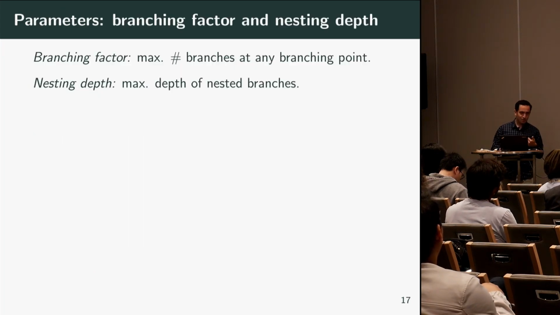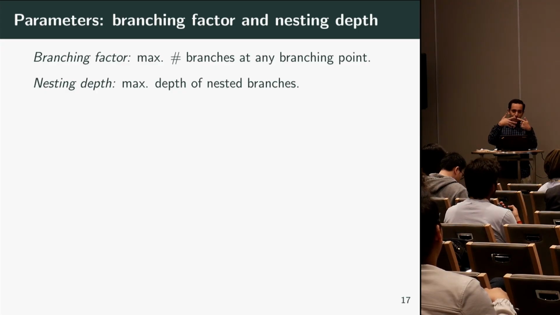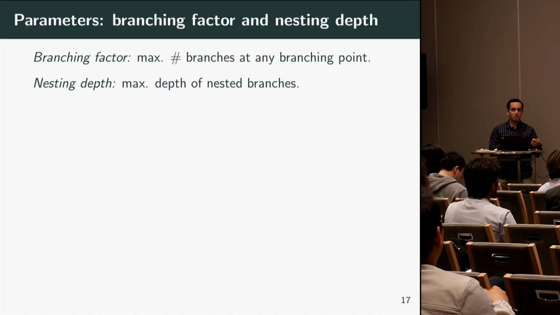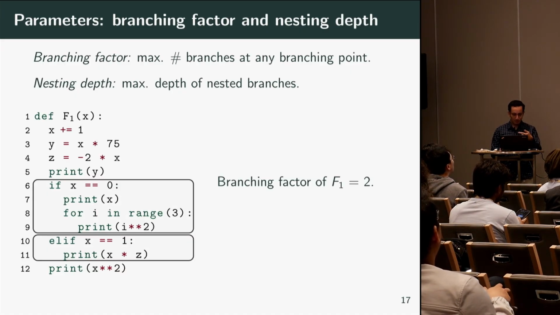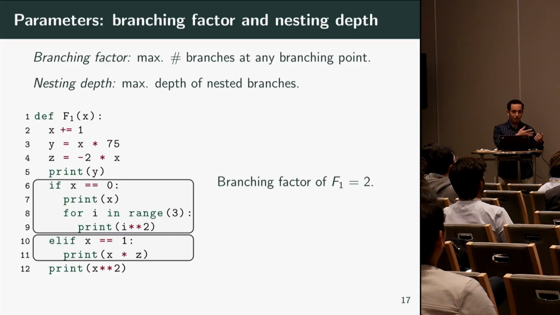So what are the parameters or features we look at? We look at branching factor and nesting depth. Branching factor is the maximum number of branches you have at any branching point. Nesting depth is how deep you nest your branching constructs. For example, in this function f1, we have this if-else, which makes a branching factor equal to 2 because it has 2 cases. If we had an if with 5 cases, then the branching factor would be 5.